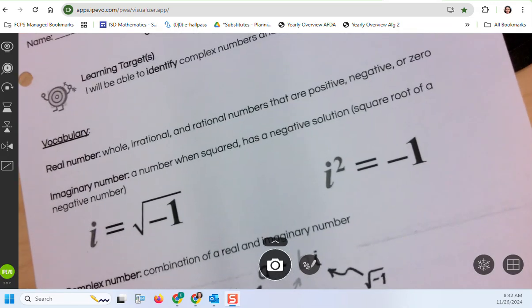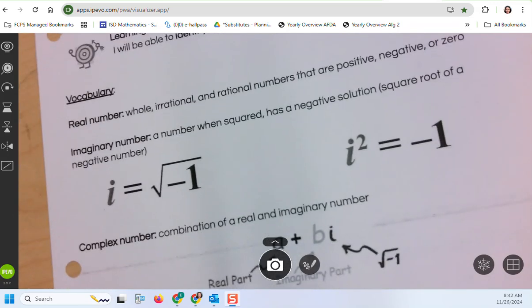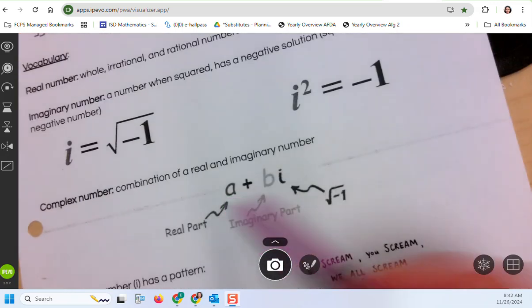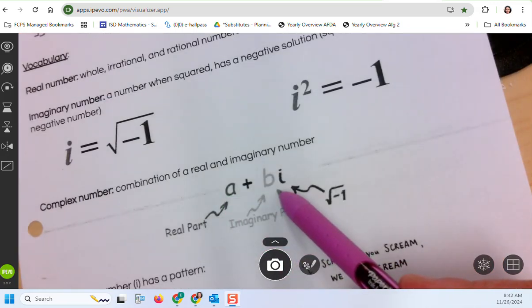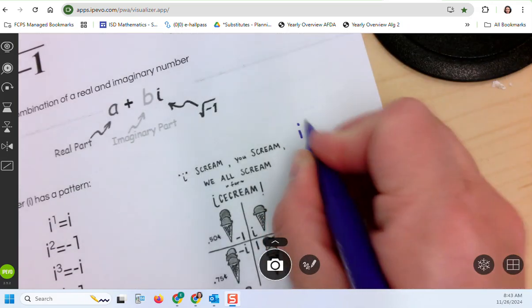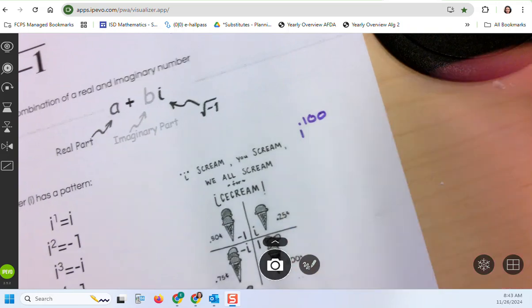We have something called a complex number. Usually you don't just have an imaginary number, you have a complex number that has a real part and an imaginary part. Sometimes we ask questions that are powers of i. Like if I asked you, what is i to the 100th power? Let's think about that for a moment. i to the 100th power.